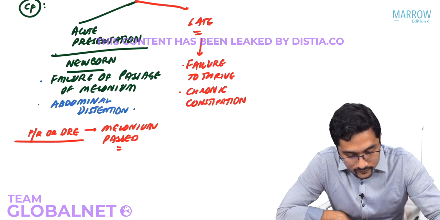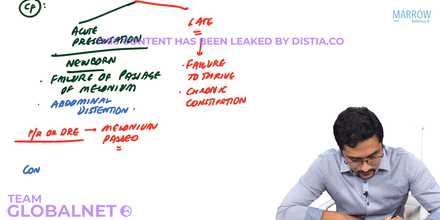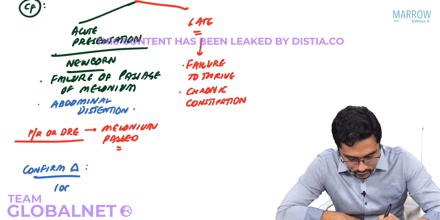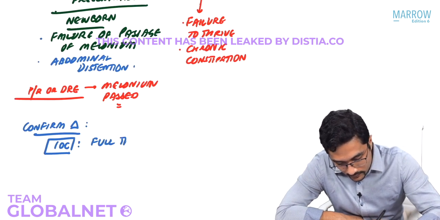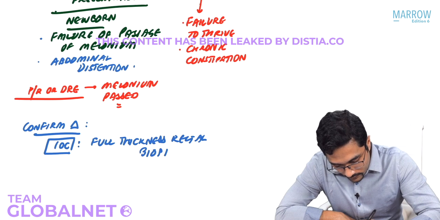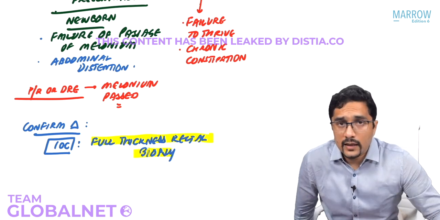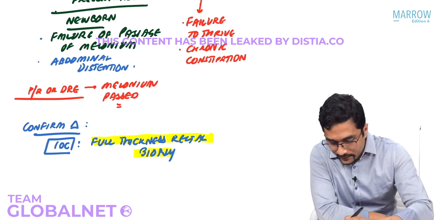Now, how do we confirm the diagnosis? The investigation of choice is a full thickness rectal biopsy. This has been asked many times in the exam, so I've already told you the clinical features, and when you're suspecting this, you will do a full thickness rectal biopsy.